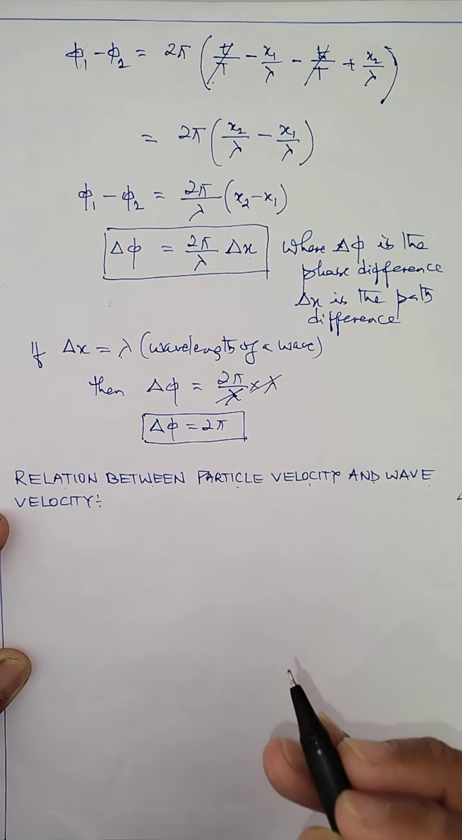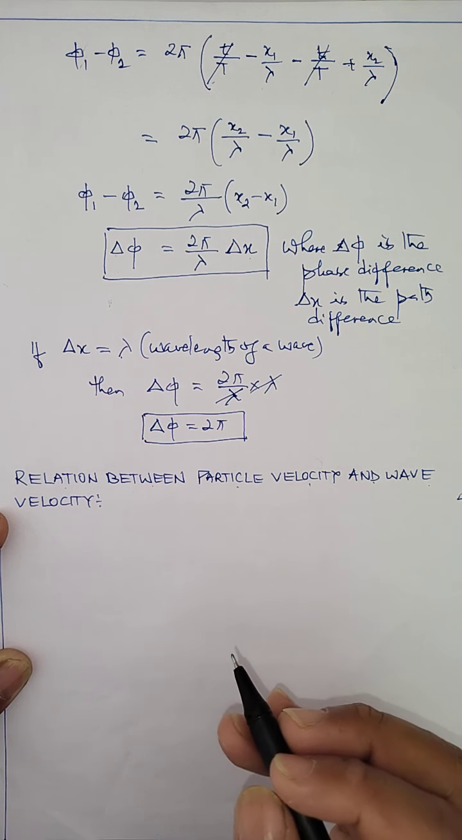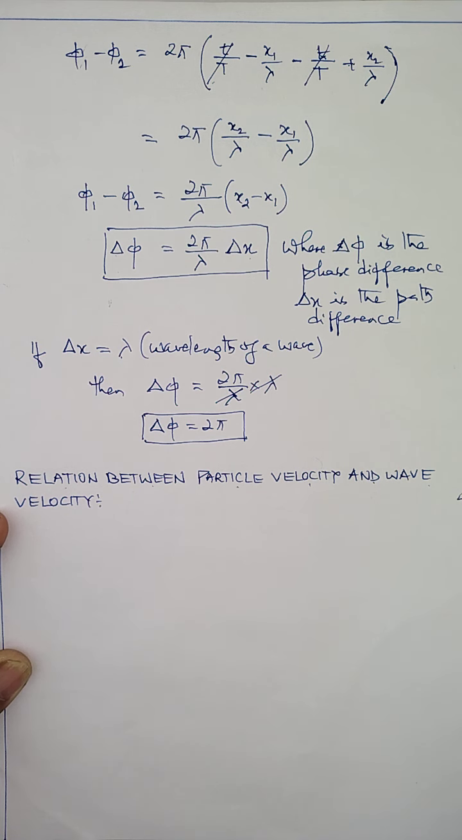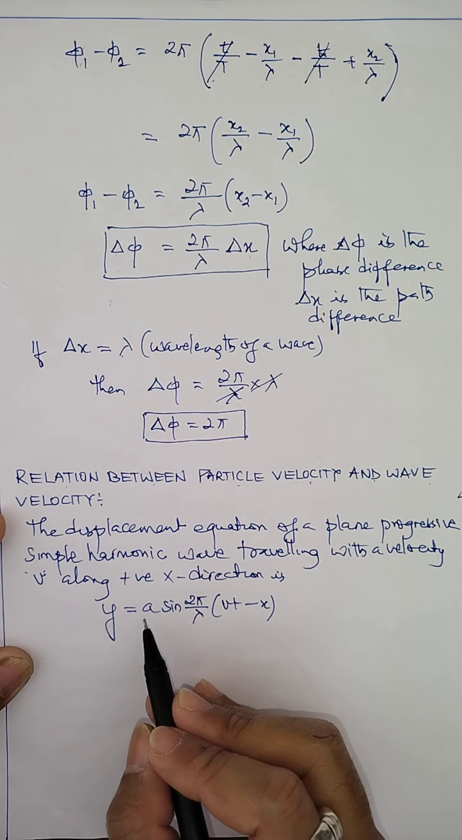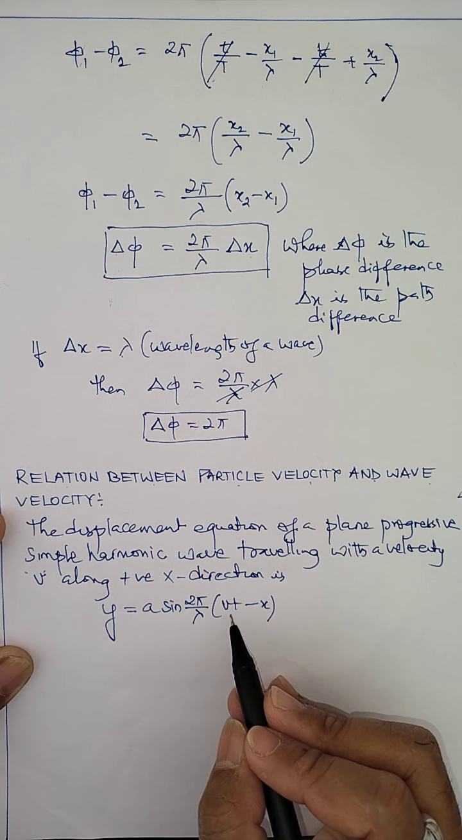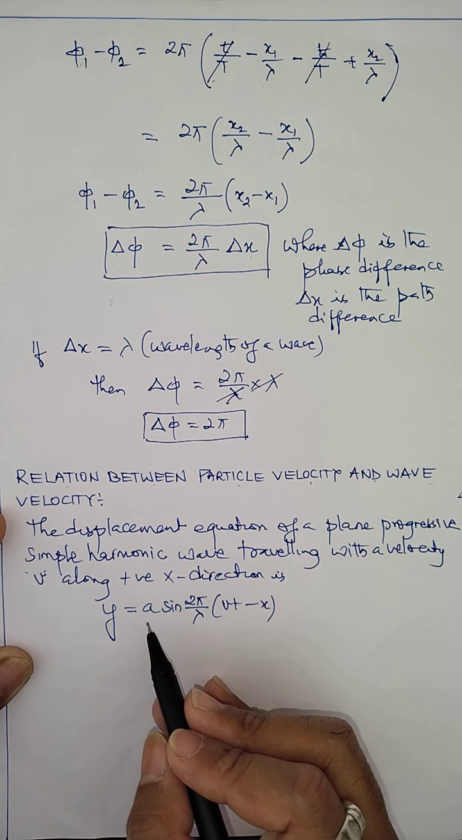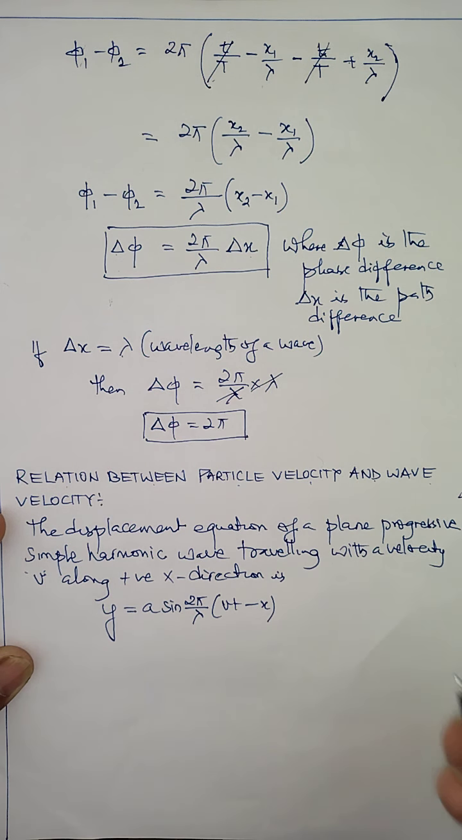Now, in order to derive the relation between particle velocity and wave velocity, let me start with the relation of displacement. Let me write the displacement of the particle in a plane progressive harmonic wave propagating in the positive X direction. The relation is y = a sin (2π/λ)(bt − x), where b is the velocity of the plane progressive wave traveling along the x axis, a is the amplitude of the simple harmonic wave, λ is the wavelength of the wave, and x is the distance of the particle from the origin.